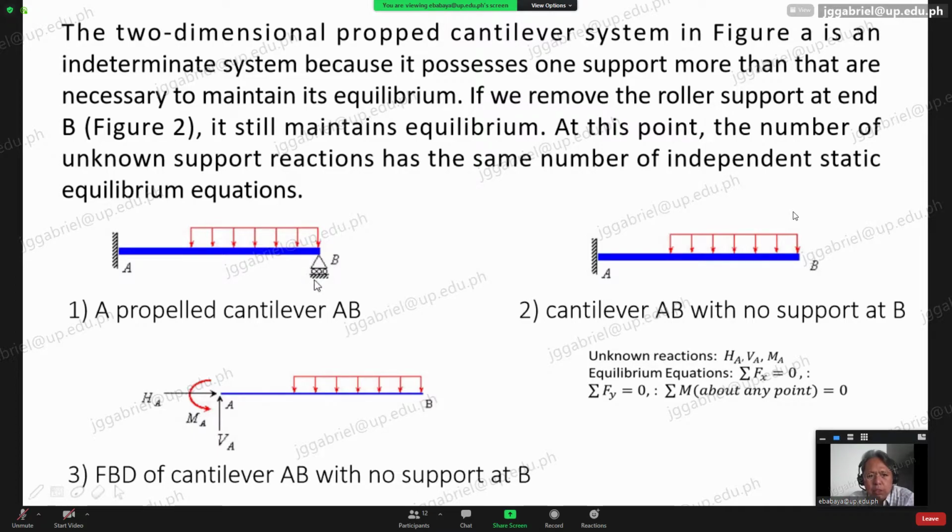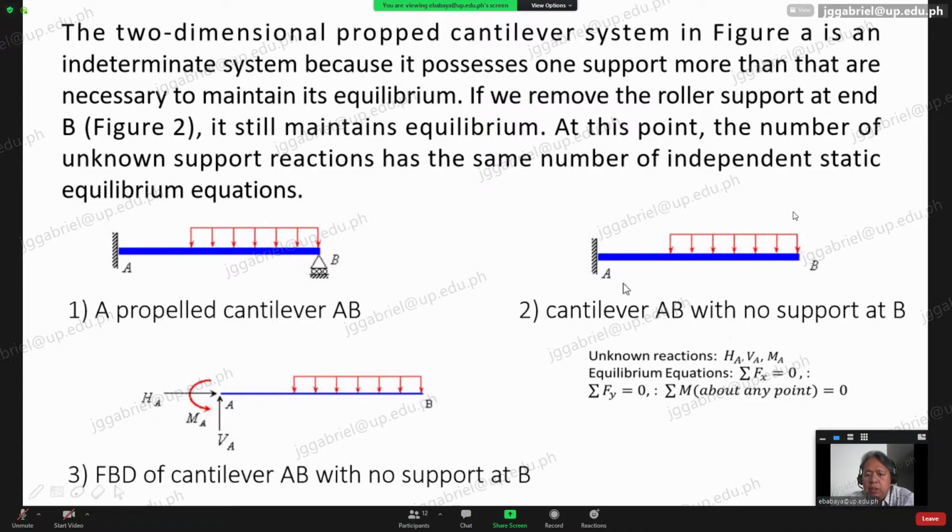Actually, this roller is a redundant support. Now, if we remove that support, then it becomes like this. You have a vertical reaction, horizontal, and a moment reaction. Still, it is stable. Okay? FBD of cantilever AB with no support at B. Cantilever AB with no support has these equations.